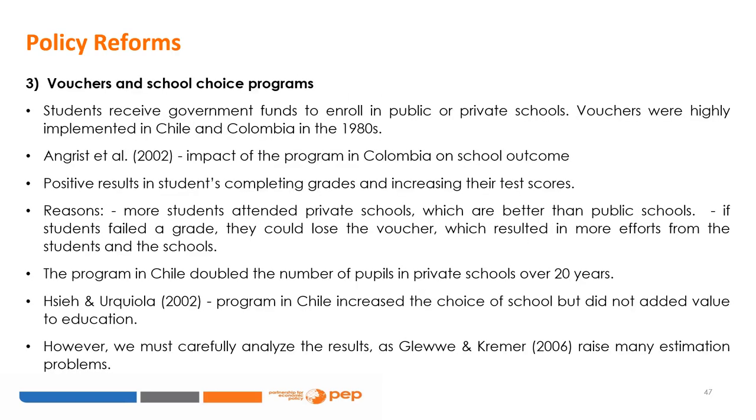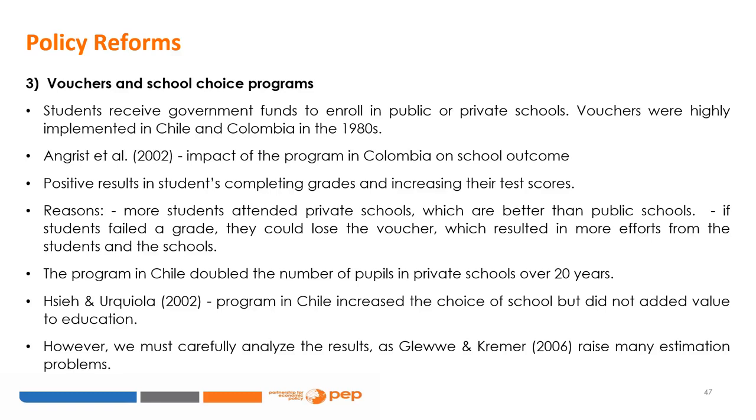The final policy reform we look at is the vouchers and school choice programs. In this program, students receive government funds to enroll in public or private schools. Vouchers were highly implemented in Chile and Colombia in the 1980s. Colombia's voucher program offered vouchers to more than 125,000 poor students to enroll in private schools. Since the demand for vouchers was high, the distribution of vouchers to students was based on a lottery.